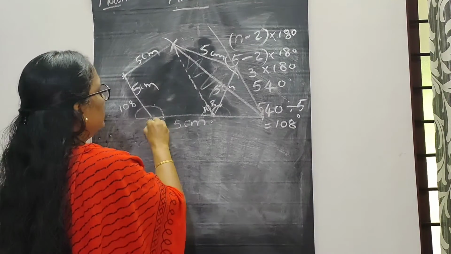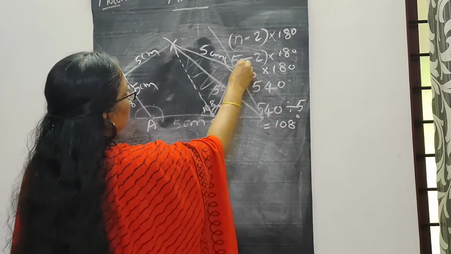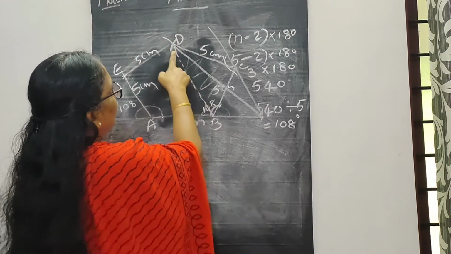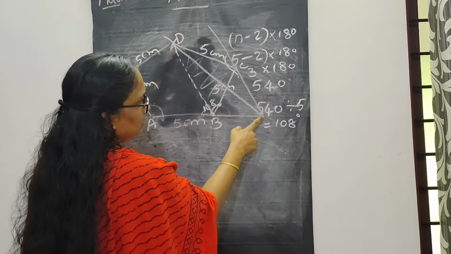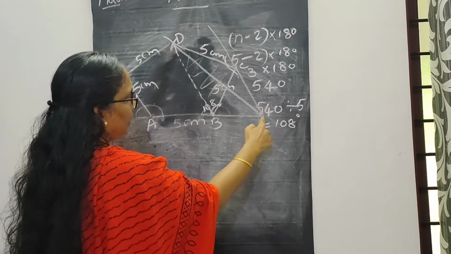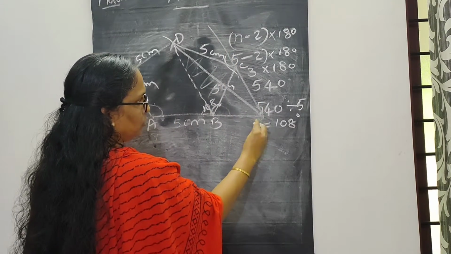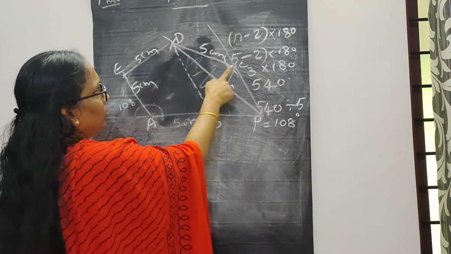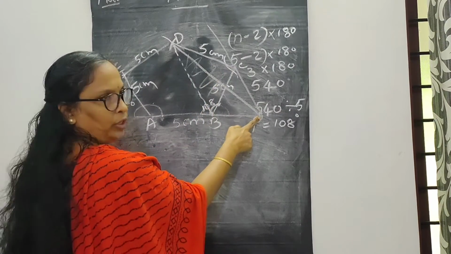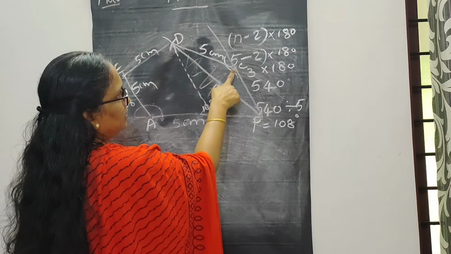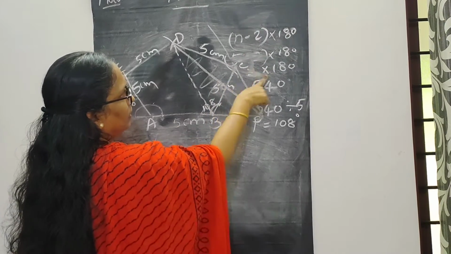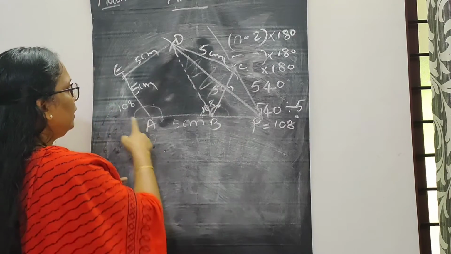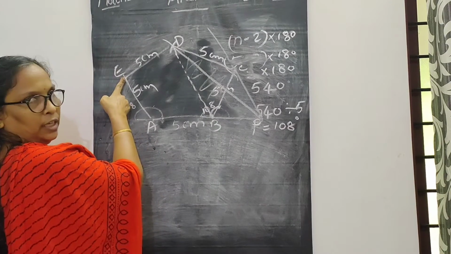Mark this pentagon as A, B, C, D, E. This is the pentagon. Now we get a line like this. This is the intersecting point of the parallel line and the line extended. So we can mark here as P. Then now this vertex C changed to here. And the same way, here also we can change E.